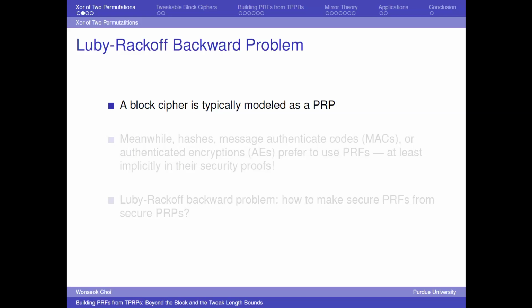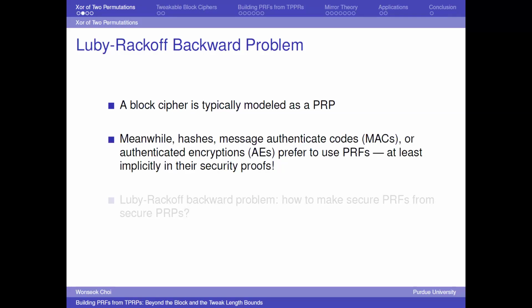But nowadays, we are more familiar with designing block ciphers than PRFs. We have AES and many tweakable block ciphers introduced in the previous presentations. Block ciphers are typically modeled as PRPs in the standard model. Meanwhile, hashes, MACs, or AEADs prefer to use PRFs, at least implicitly in their security proofs, especially when we want to achieve beyond-birthday-bound security. So the Luby-Rackoff backward problem now asks how to make secure PRFs starting from secure PRPs.